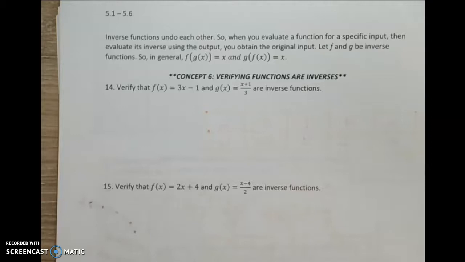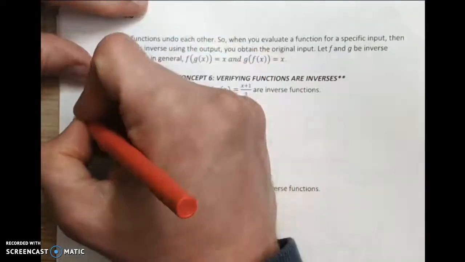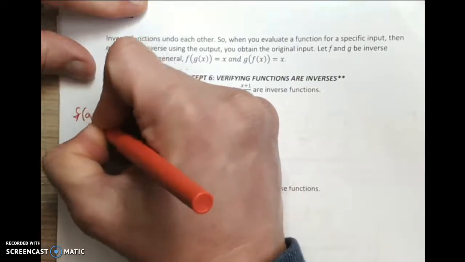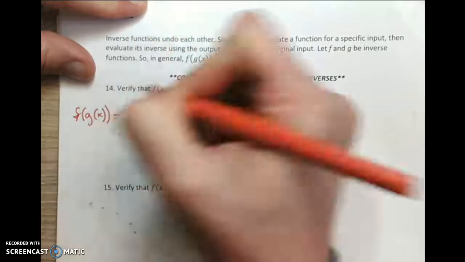So that's what you're going to do. You're going to basically do f of g of x, and if it equals x, you're going to also do g of f of x, and if it equals x, then yes, they are inverses. Okay? Alright, so here we go. f of g of x. Okay, here's how it looks.